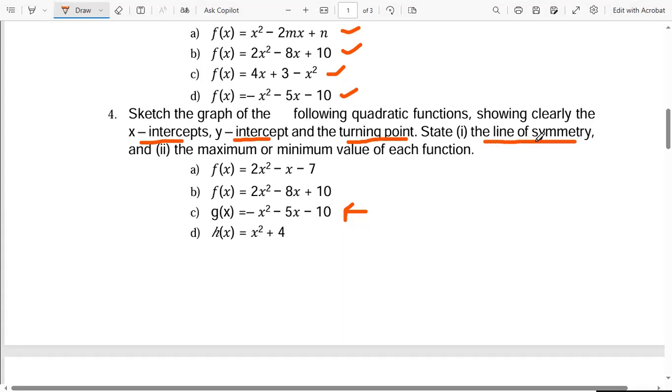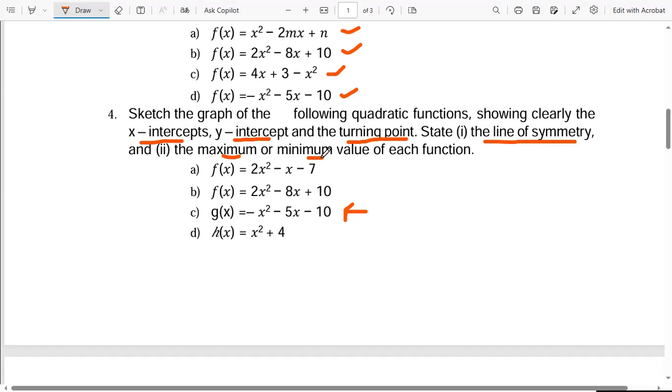Okay. And then the question continues, they're saying state the line of symmetry. So the line of symmetry is just the x-coordinate of the turning point, okay? And then they're saying the maximum or the minimum value. So the maximum or the minimum value is the y coordinate of the turning point. If you have a maximum turning point, it will be the maximum value. If you have a minimum turning point, it will be the minimum value.